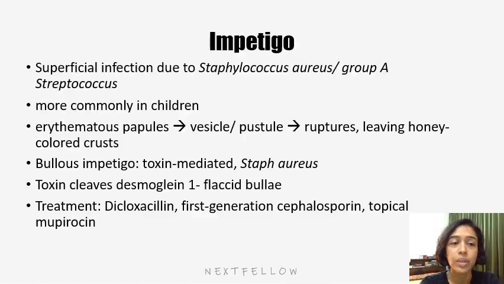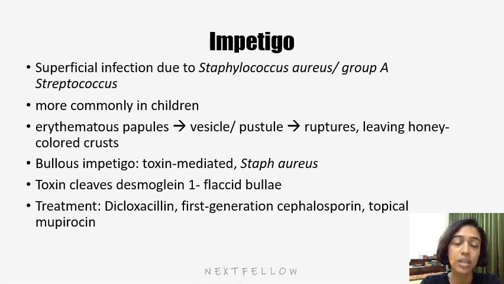Impetigo is a superficial bacterial infection. The causative organism is Staphylococcus aureus or group A streptococci. It's most commonly seen in young children. You have an erythematous papule which becomes a vesicle or a pustule, and that ruptures, leaving behind the honey-colored crust. In bullous impetigo, it is Staph aureus which causes a toxin-mediated split in the epidermis.